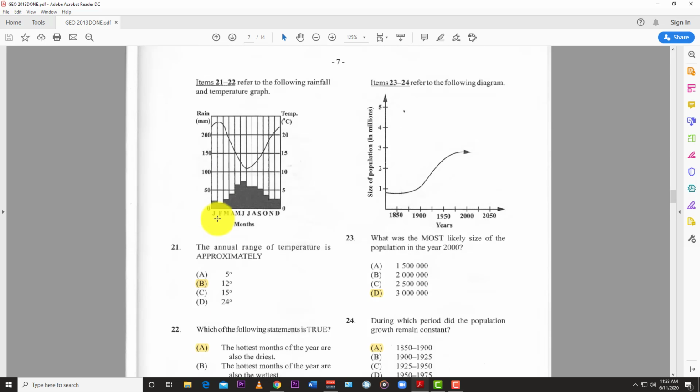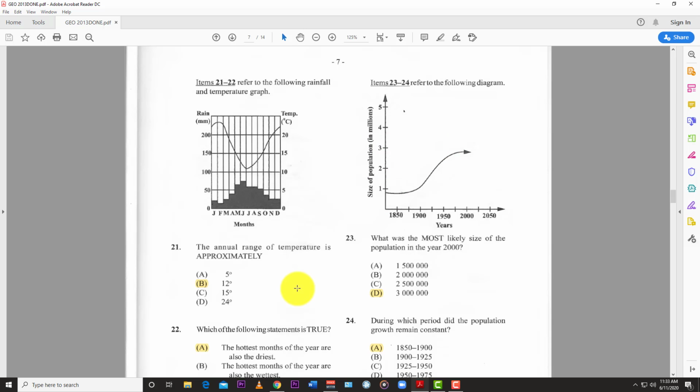All right, 23, look at this diagram right here. What was the most likely size of the population in the year 2000? And of course, you see the graph is plateauing at 2000. So if you match that, you come across here, it's about 3 million right there.